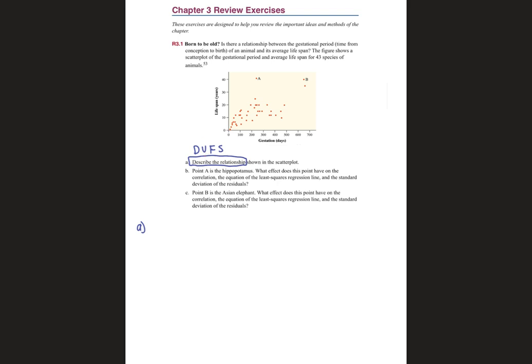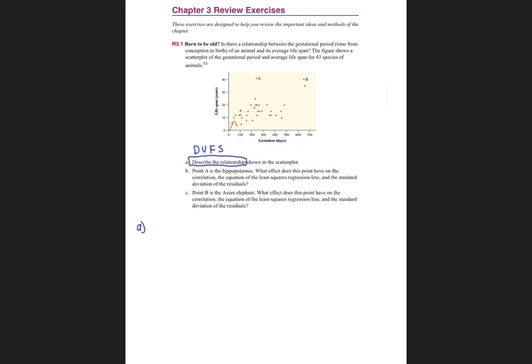U is unusual features, and right now that's just clusters of points. Maybe there's kind of separate clusters. If there's all one cluster, that's not really a cluster. That's just all the points are together. But if there was like a cluster here and a cluster here, kind of separated, then you'd mention that.